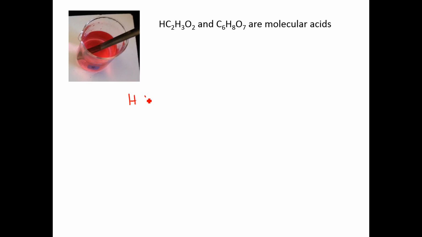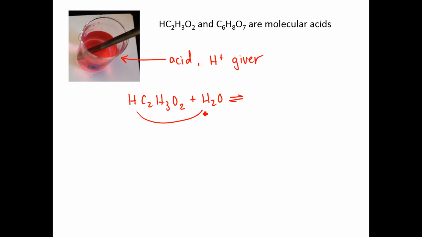This is vinegar. So it's HC2H3O2. And you stick it in water. And since I can tell from the red color here that it is acting as an acid, that means it is going to be a hydrogen giver. So what that means, when I put acetic acid in water, it is going to give a hydrogen to water.